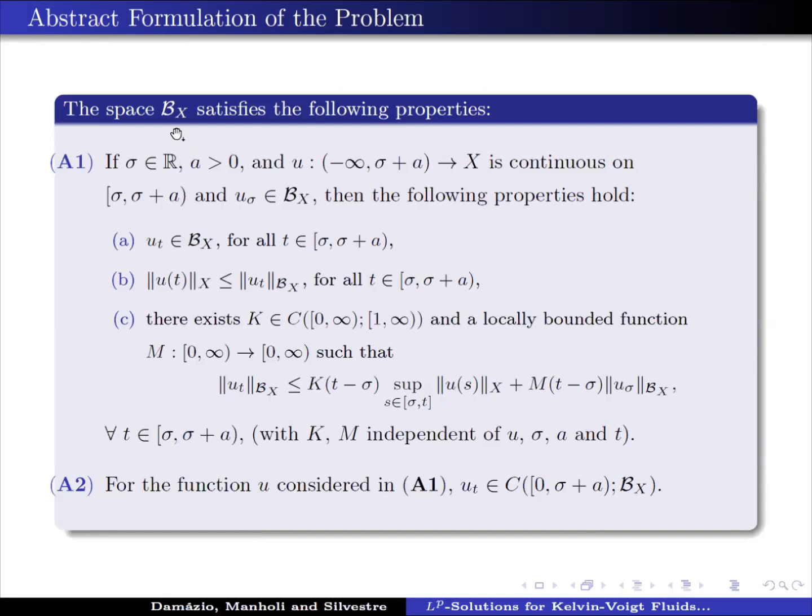So by constructing Bx like this, we have these properties for the elements of Bx. If you take sigma, any real number, and a greater than 0, and some function u defined in this interval on x into x, which is continuous in this interval, with u sigma in the phase space, then the first property is that for all t greater than sigma, the elements ut will also be in this space. We also have that for t greater than sigma, we can bound the norm of the element u on x by the norm of this history u in Bx.